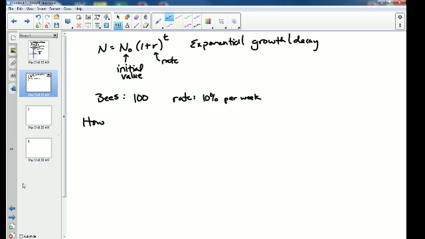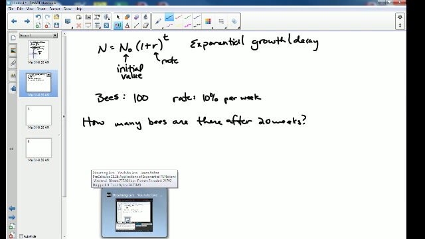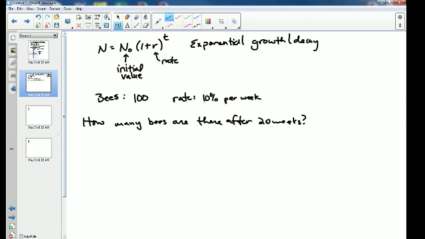This is exponential growth, there you go. How many bees are there after 20 weeks? Now here's the beauty of exponentials. In the past, you would have to go through and calculate every single week, 20 different times, right? So you'd have to say, week 0 is 100, week 1 there's 110, week 2 there will be 121, and so on.